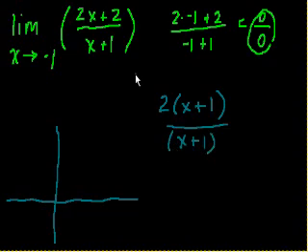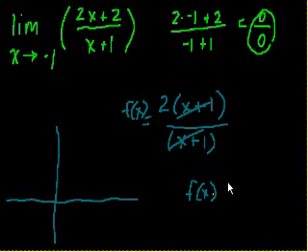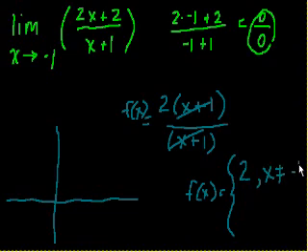So as long as this expression and this expression don't equal 0, this function, let's say that this is f of x, well, for every value other than x equal to -1, you could actually cancel this and this out. And so really we see that f of x is equal to 2 when x does not equal -1.